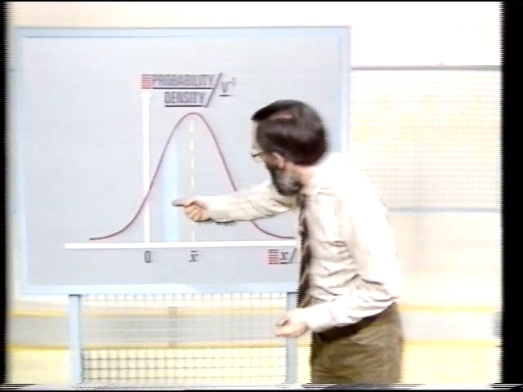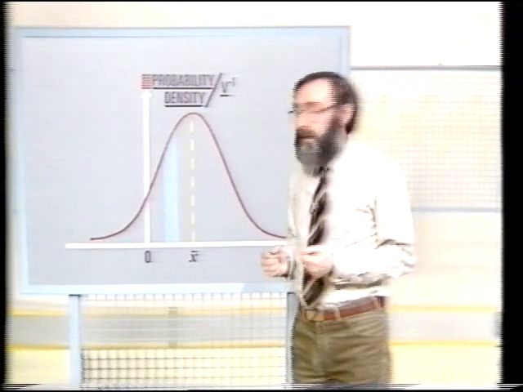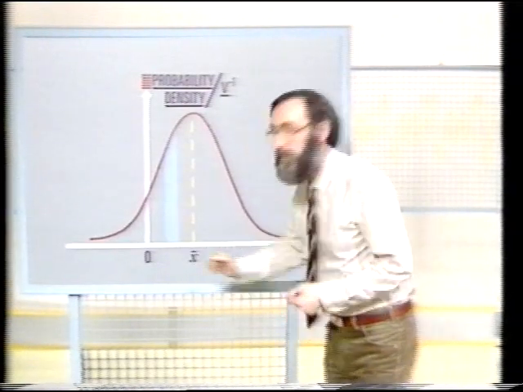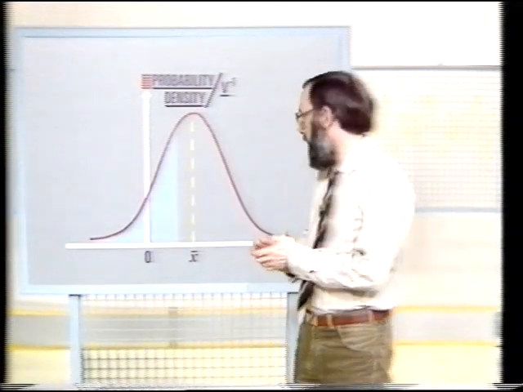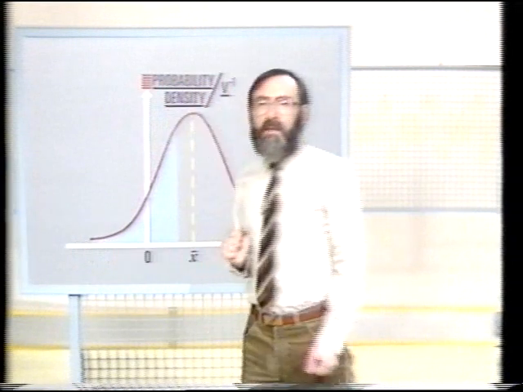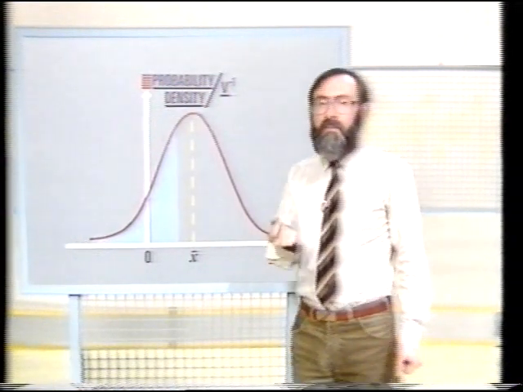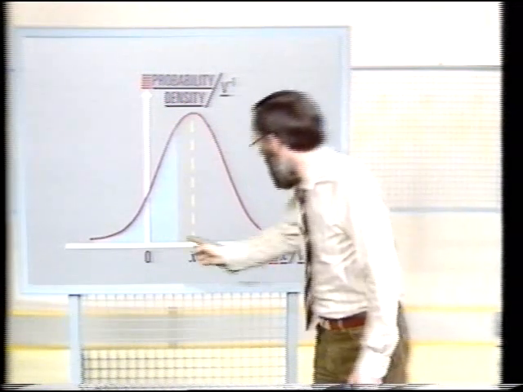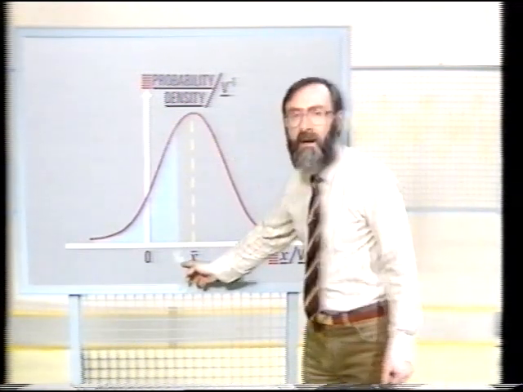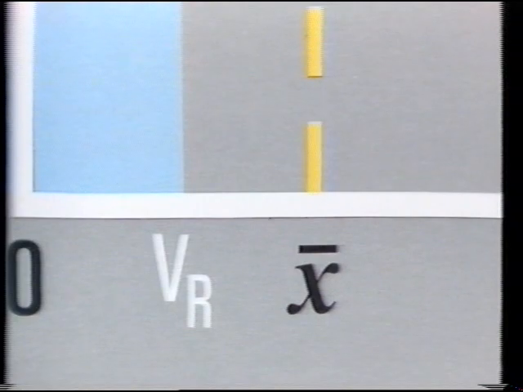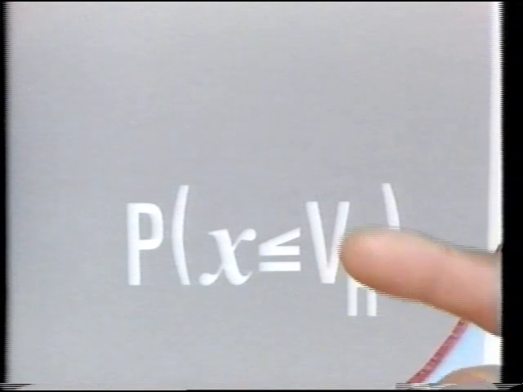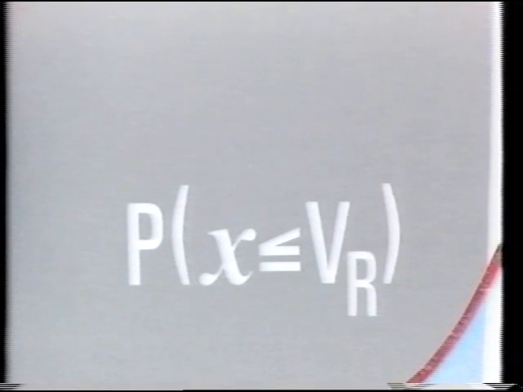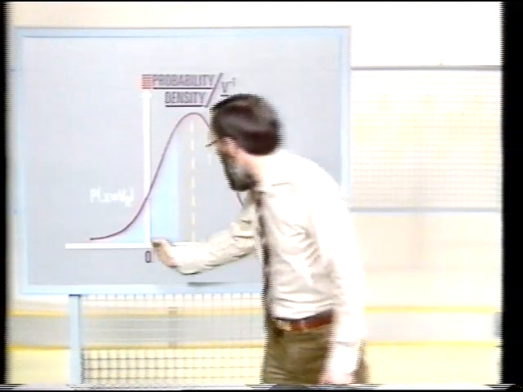Now, we know that this area gives the probability of finding the signal between these values. If this lower value becomes minus infinity, then this area gives the probability of the signal level being equal to or less than this voltage, which I'll call VR. I can represent that probability by this notation. It's the probability that X will be less than or equal to VR. And as I say, it's given by this area.